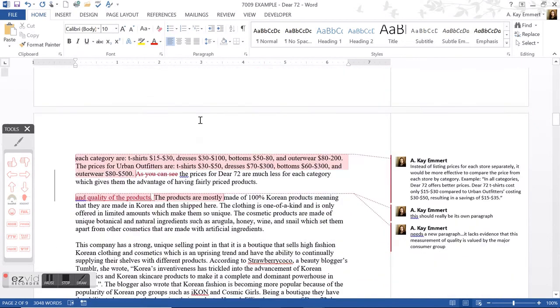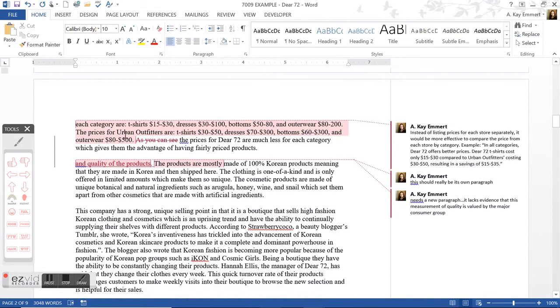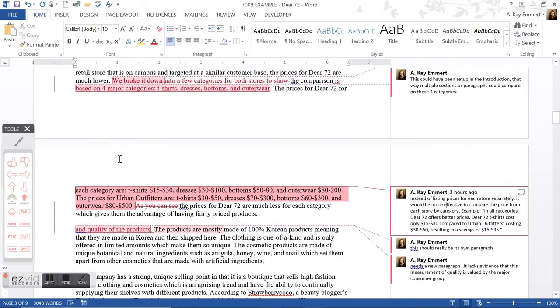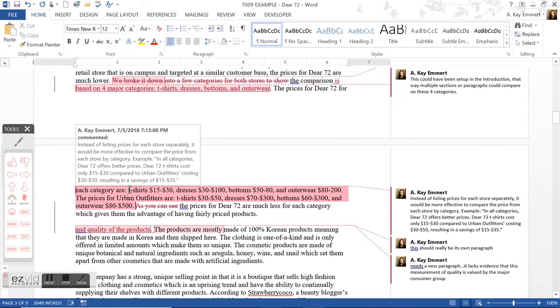Okay, so here, this paragraph uses some great primary research. Basically, what they did was they looked at the prices of different products at Deer 72 and Urban Outfitters and did a comparison. And this is great. I just make a recommendation that they should put the comparison prices side by side as opposed to just listing all of one business's prices and then all of the others. Direct comparison would work much better.